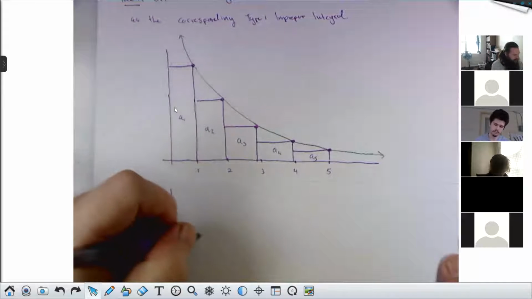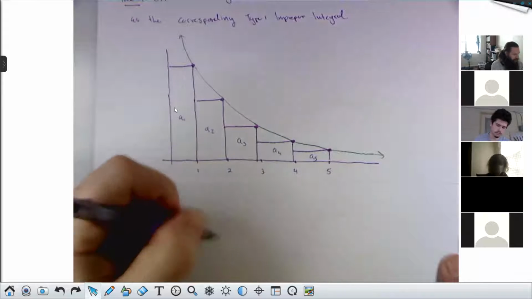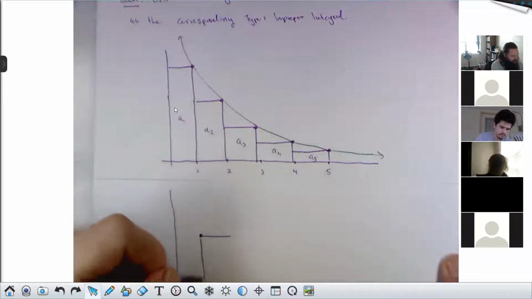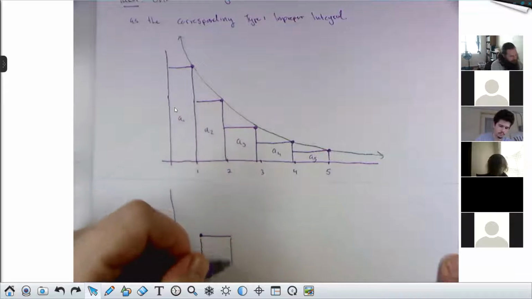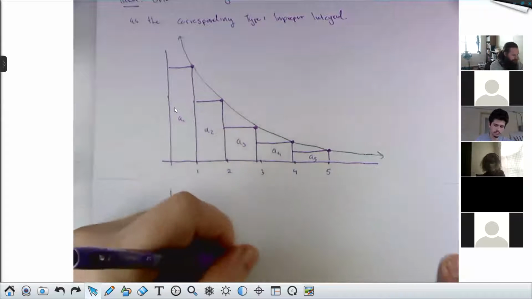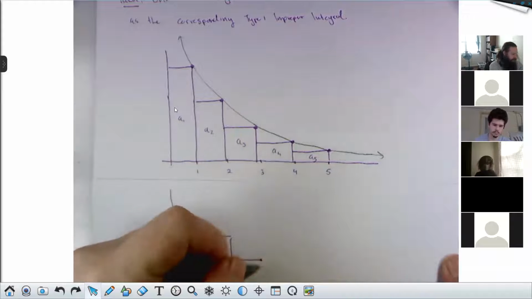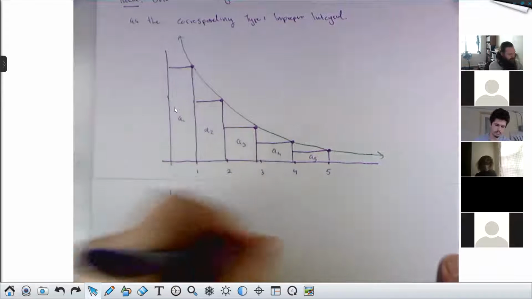So now again here, this first height would be A1, but I'm going to draw my rectangle going over to the left. Second height would be A2, and I'm going to draw my rectangle going over like this.